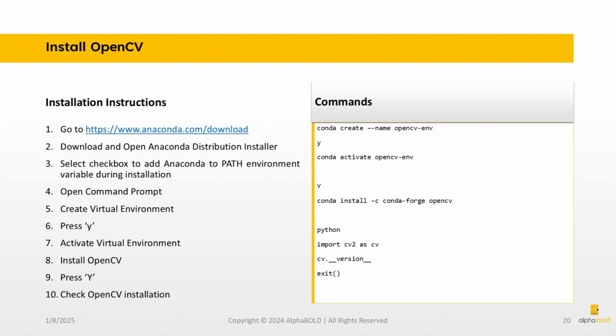Installation instructions for OpenCV. Go to anaconda.com. Download and open the Anaconda distribution installer. Select the checkbox to add Anaconda to the path environment variable during installation. Open the command prompt. Create a virtual environment. Press 1. Activate the virtual environment. Install OpenCV. Press 1. Check the OpenCV installation.